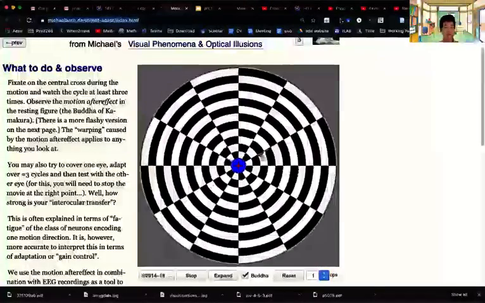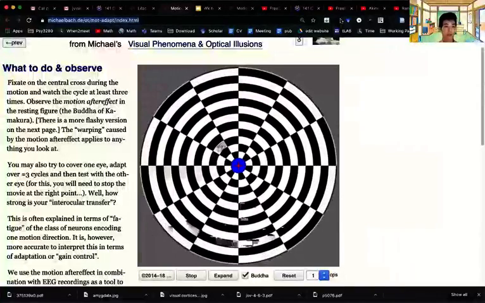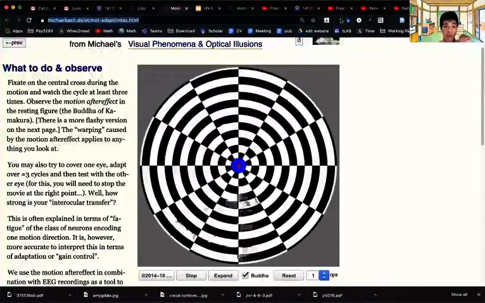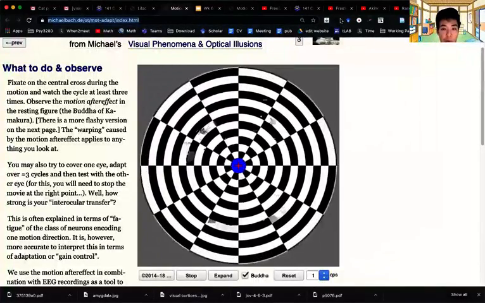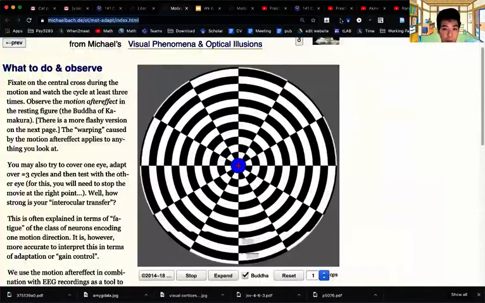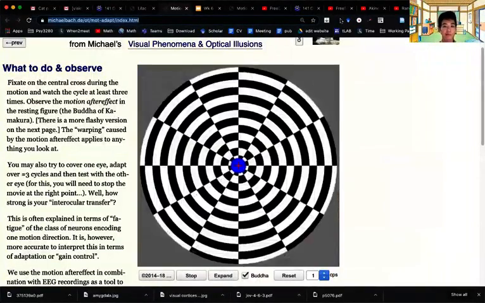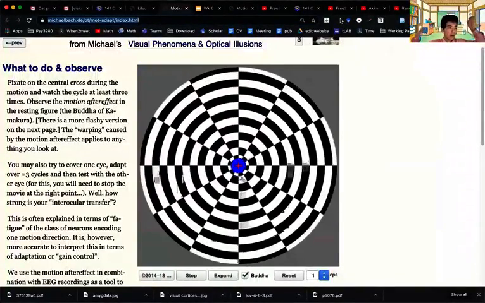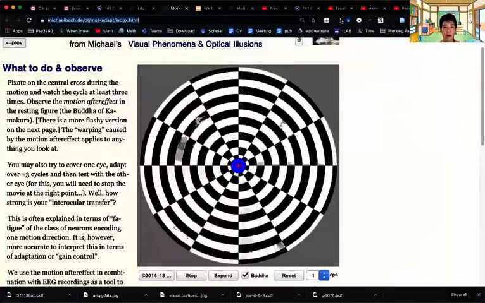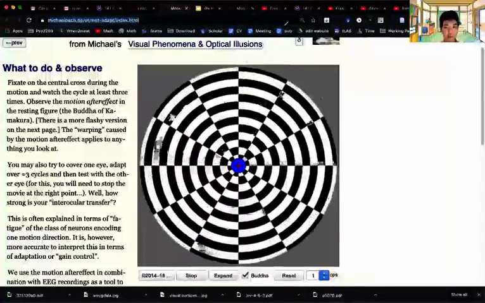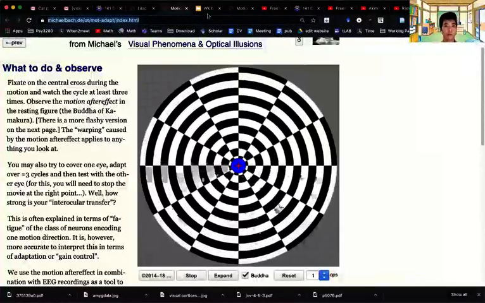So this motion aftereffect, like other aftereffects, orientation aftereffects or afterimages, accumulates over time. So the more you do it, the stronger you start to see the expansion. So the next time the expansion should be much stronger. I feel like radiating lines coming out from the Buddha as well. Okay, so that's the motion aftereffect. In this case, it's a radial motion aftereffect.